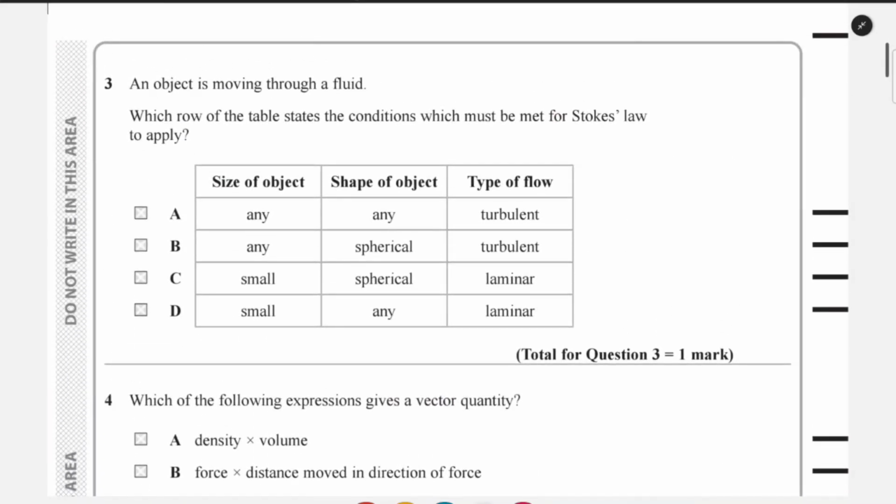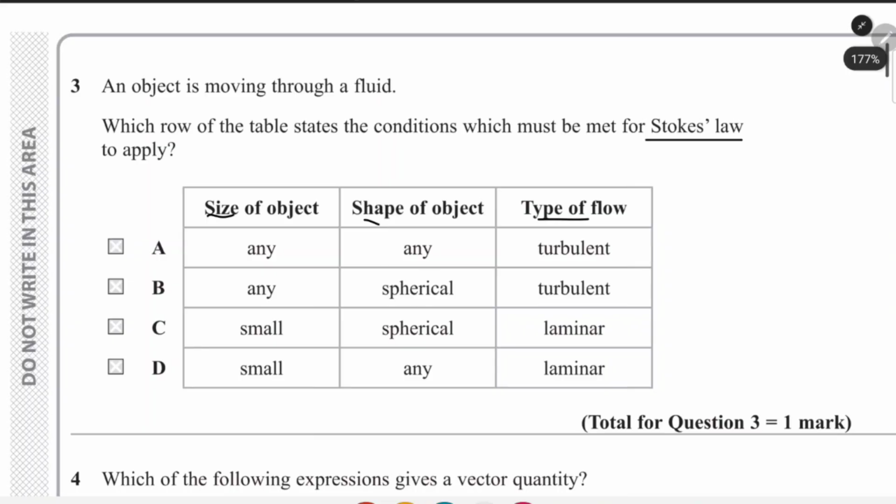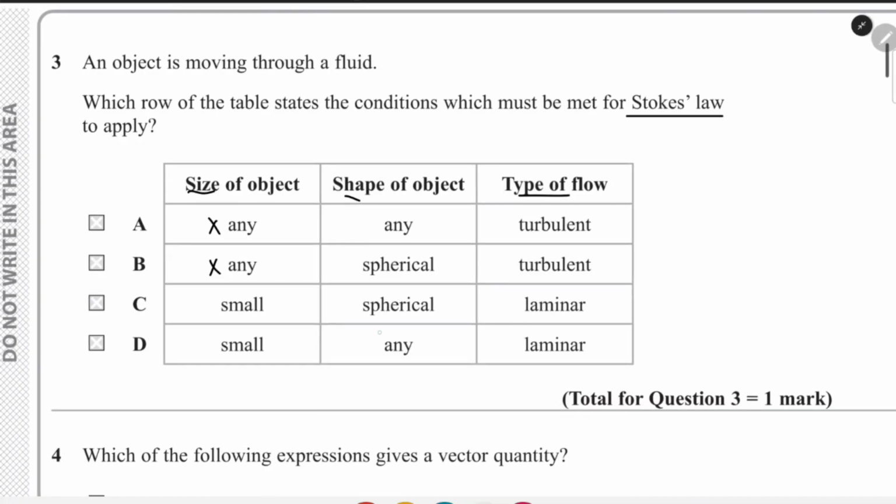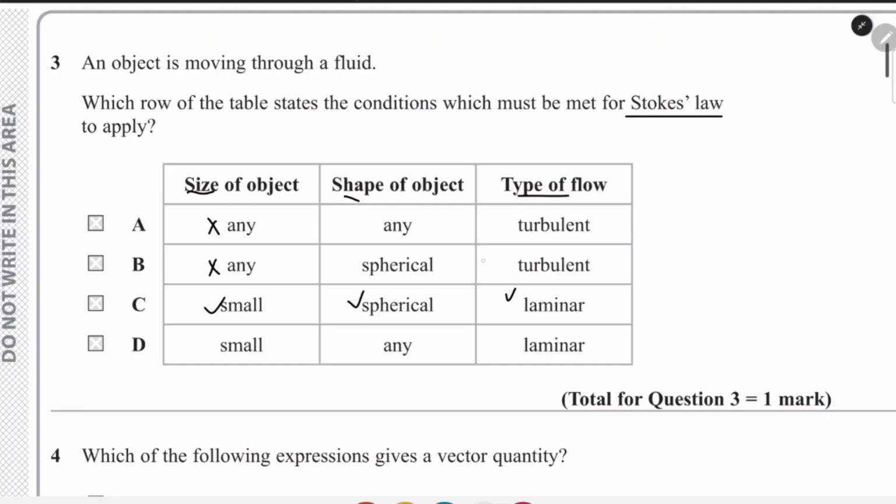Now for question 3, we are given that an object is moving through a fluid. We are given its size, shape and type of flow, and we need to state which of them will meet Stokes' law. Stokes' law is applicable for small spherical objects in laminar flow. So option A is not small, B is not small. Now C has spherical, small and laminar, so that works. In case of option D, we do not have any shape. We need to have a spherical shape. So option C is the answer.